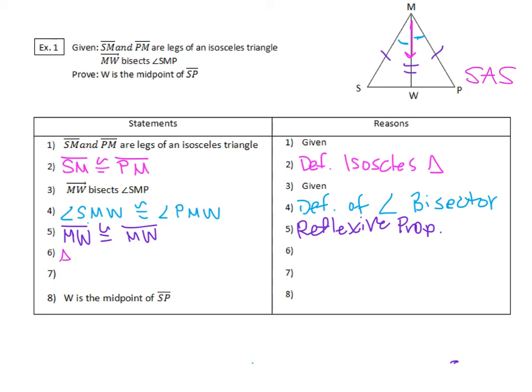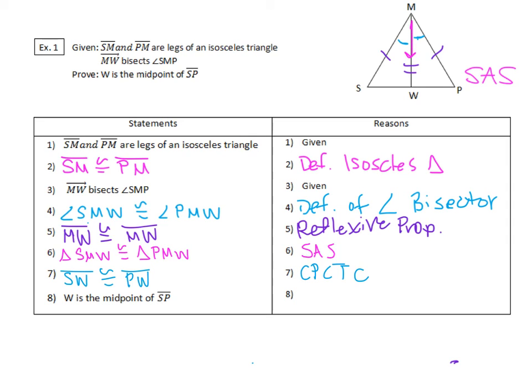So triangle SMW is congruent to triangle PMW, and that's from our side, angle, side congruency. Alright, so we're getting close. Now that we have the two triangles as congruent, now you can say that any corresponding parts are congruent. And remember, we wanted these two on the bottom to be congruent so that we could state W as the midpoint. So our next statement will be that SW is congruent to PW, and we can say that from CPCTC. Corresponding parts of congruent triangles are congruent.